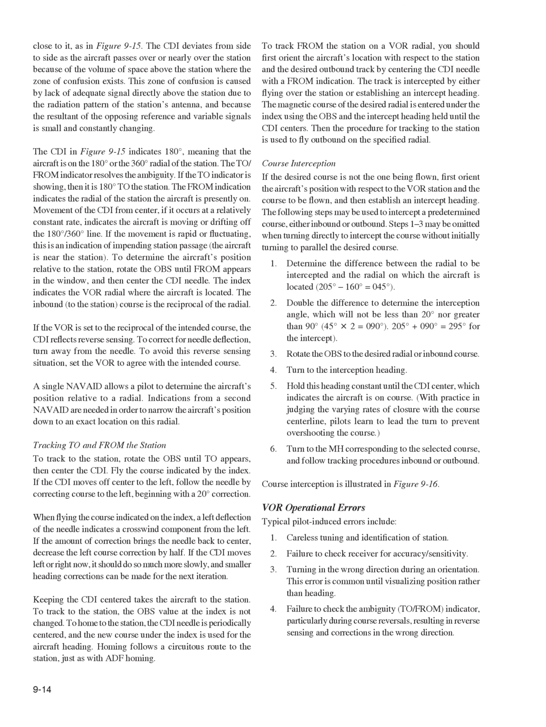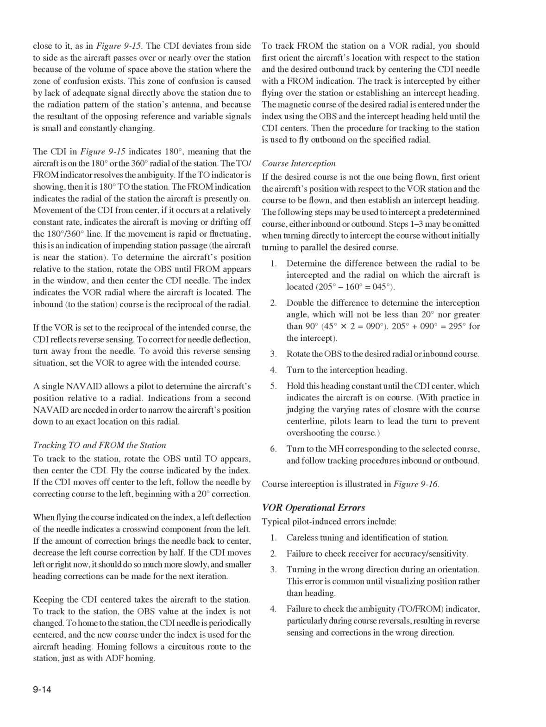The CDI deviates from side to side as the aircraft passes over or nearly over the station because of the volume of space above the station where the zone of confusion exists. This zone of confusion is caused by lack of adequate signal directly above the station due to the radiation pattern of the station's antenna, and because the resultant of the opposing reference and variable signals is small and constantly changing. The CDI in Figure 9-15 indicates 180 degrees, meaning that the aircraft is on the 180 degrees or the 360 degrees radial of the station.